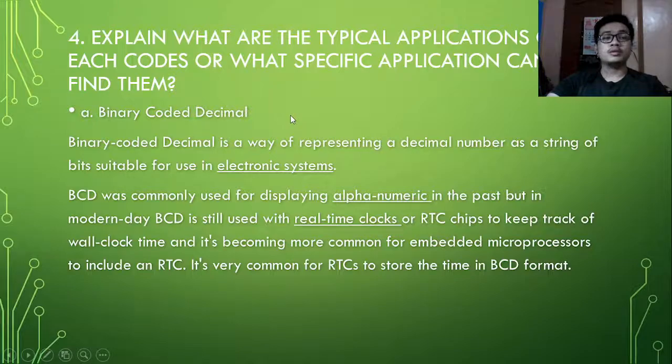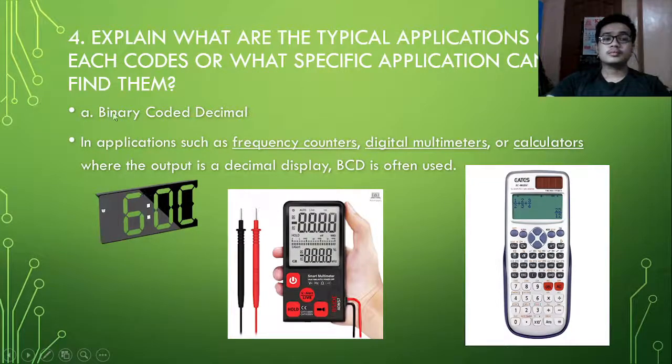So the fourth question: explain the typical applications of each of the codes, or what specific applications you can find them in. First, the binary coded decimal was commonly used for displaying alphanumeric numbers in the past, but in modern day, BCD is used with real-time clocks or RTC chips to keep track of wall clock time, and it is becoming more common for embedded microprocessors to include an RTC. It is very common for RTCs to store the time in BCD format. Another extension of the applications: frequency counters, digital multimeters, or digital calculators.